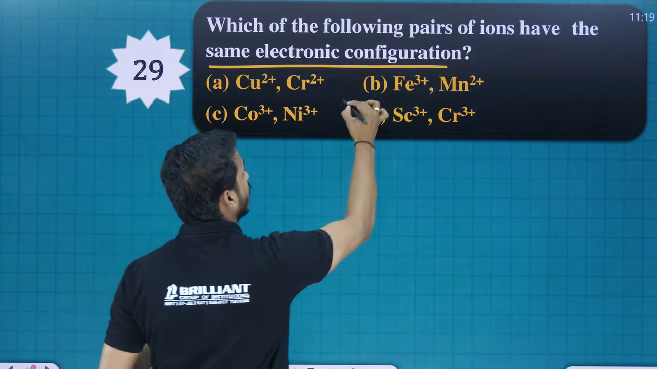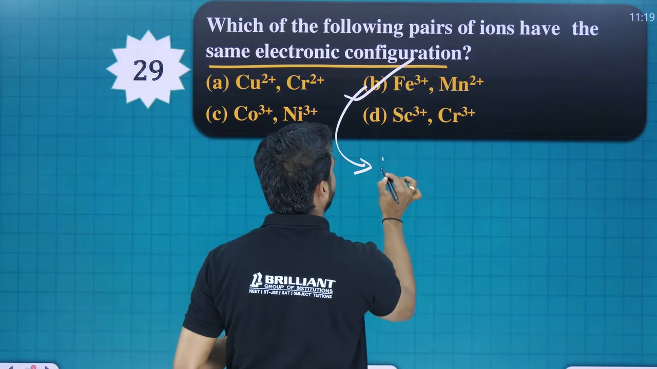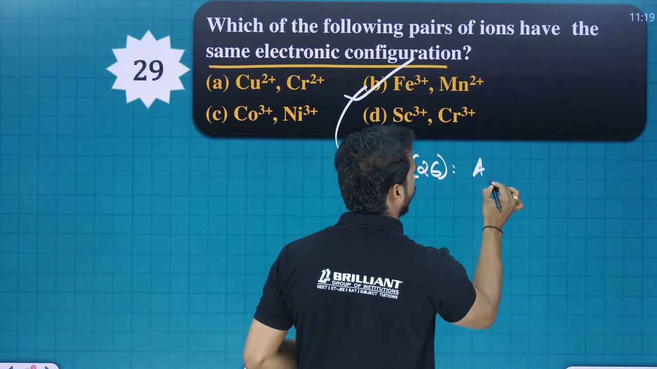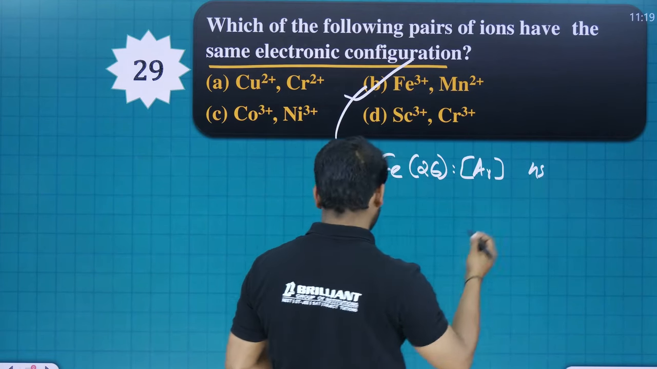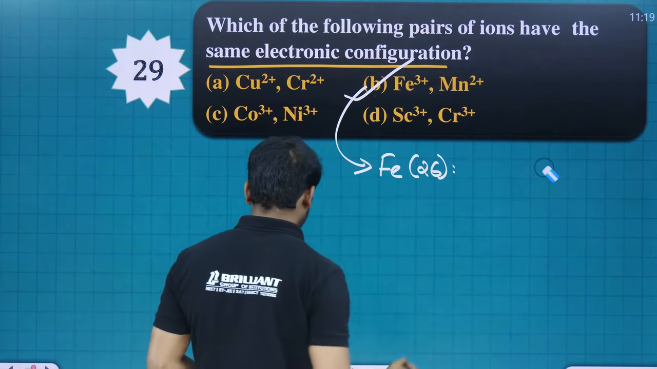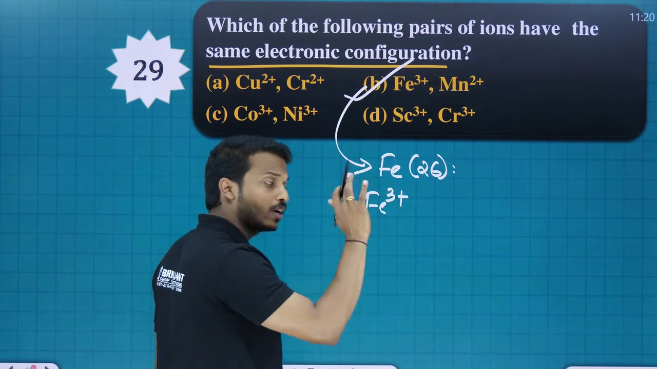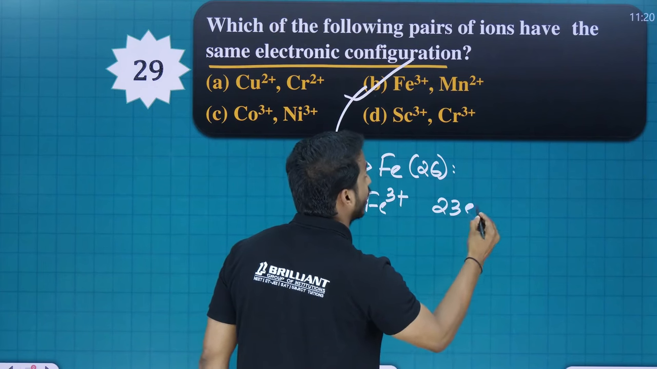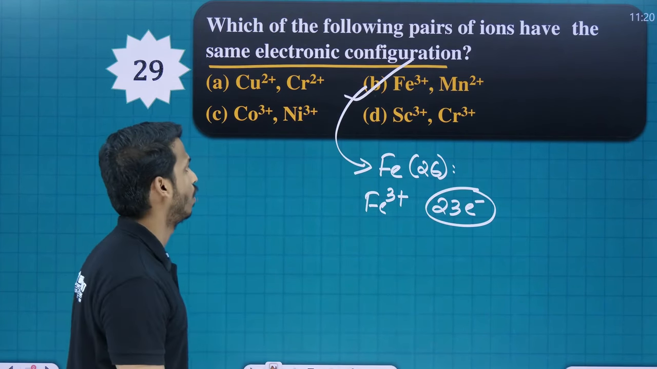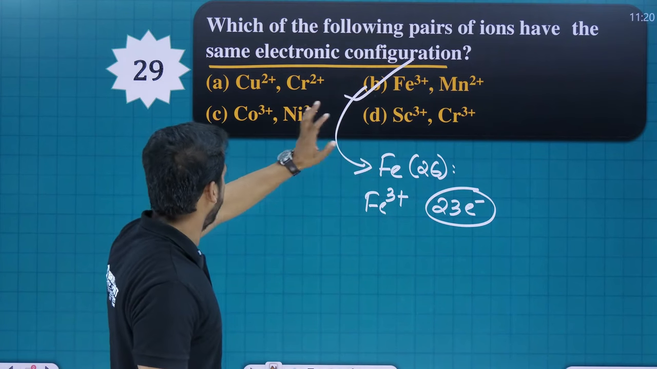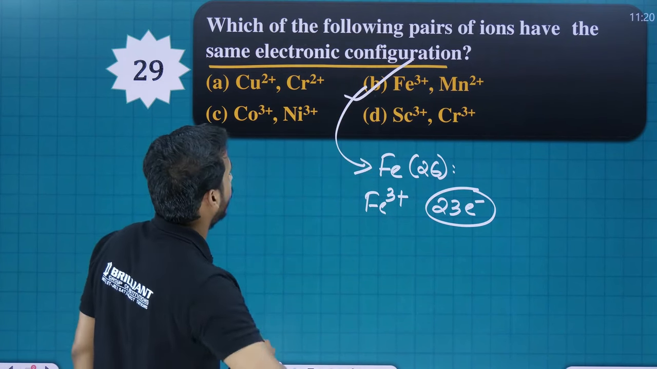Now I am going for the answer. The answer will be B. Let me just check it. Fe, what is the atomic number here? 26, right? So what is the configuration? Argon. No need to write the configuration and all. Fe atomic number 26. So Fe3+ means 3 electrons lost, so 23 electrons will be there. Okay, let us go on to the next one.